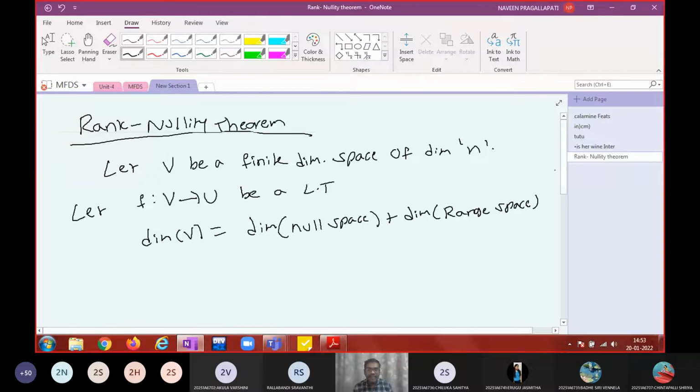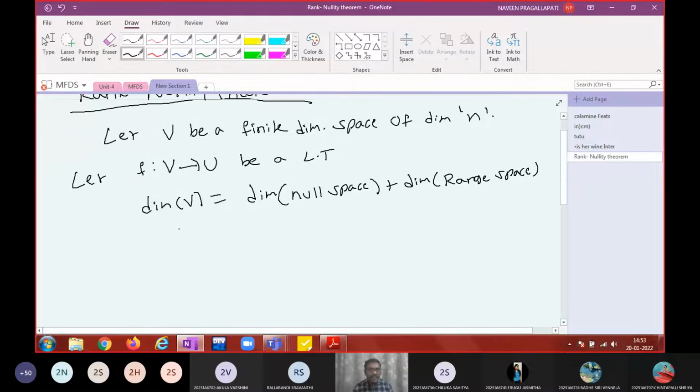Okay. So when I say this is n, if I denote the dimension of the null space with rho, and if I say the dimension of the range space is r, so what it says is n equals nullity plus rank, or rank plus nullity equals the dimension of the original space.